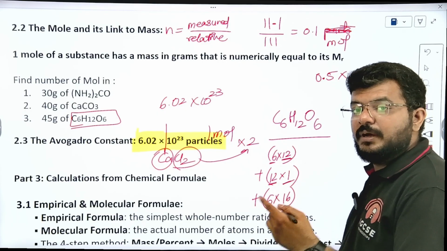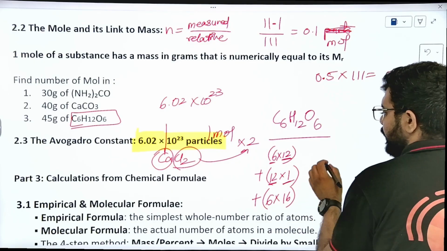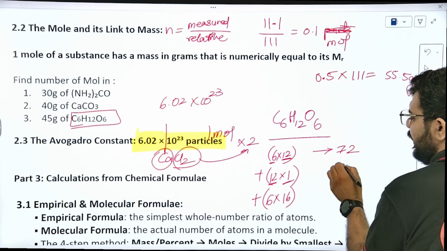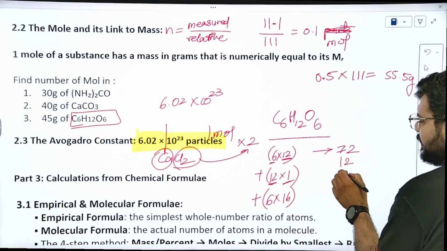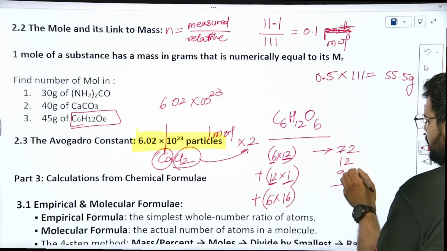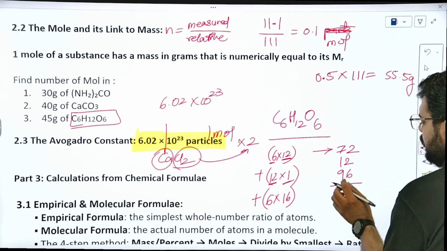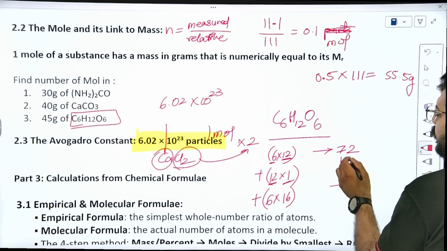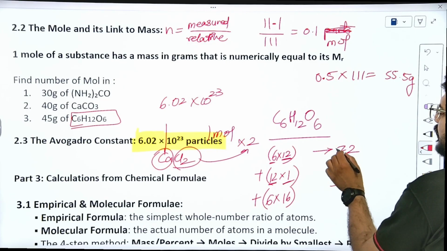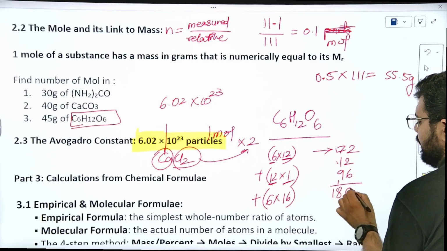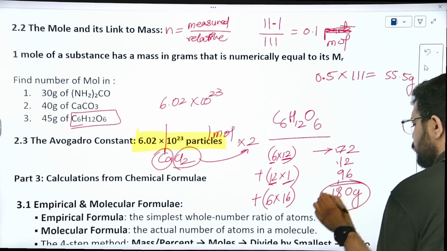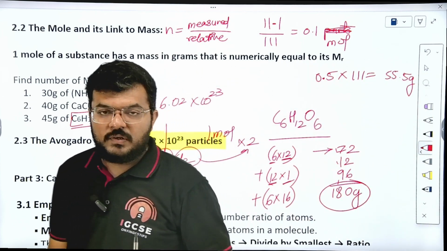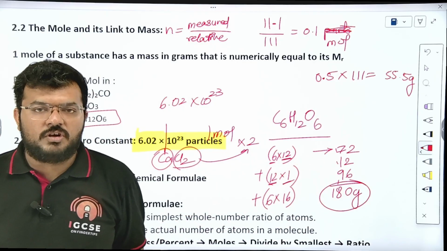Oxygen has mass 16. This will be 6 into 12 is 72, 12 into 1 is 12, and 16 into 6 is 96. So 72 and 12 is 84, and 96 makes 180. So if you have 1 mole of glucose, C6H12O6, you have 180 grams of glucose.